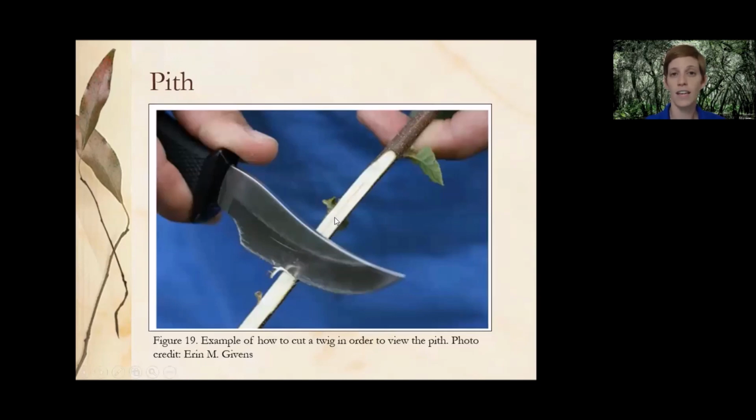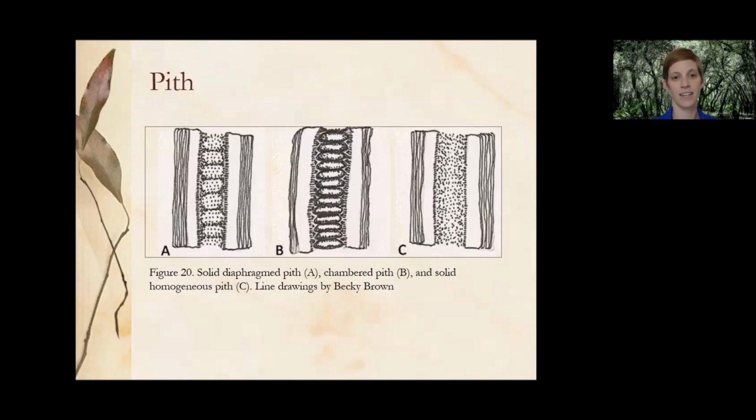So one other thing you can do if you have access to a twig is to examine the pith. And the pith is this inner portion of the twig. It's the very center part. You can kind of see the darker line here. So if you cut it in the middle, cross-sectional lengthwise, there's different types of piths, which, if you ever get a chance to see these, it's pretty cool.